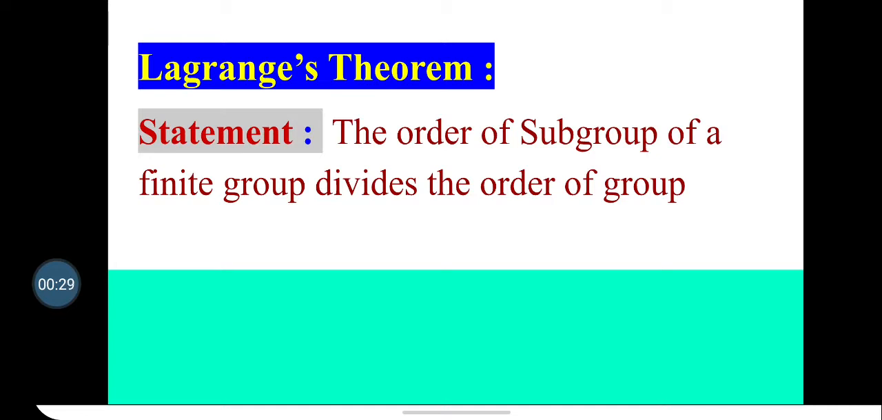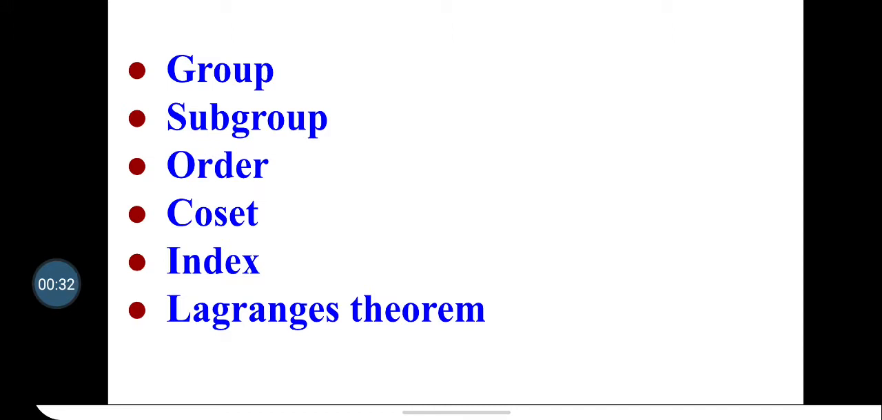To understand this theorem, we should know a few basic definitions like group, subgroup, order, coset, index, and finally we will prove Lagrange's theorem. First, we will discuss the definition of a group. An algebraic structure (G, ∘) is said to be a group if it satisfies the following properties. Here the algebraic structure is nothing but any non-empty set equipped with a binary operation. Here G is the non-empty set and ∘ is the binary operation.